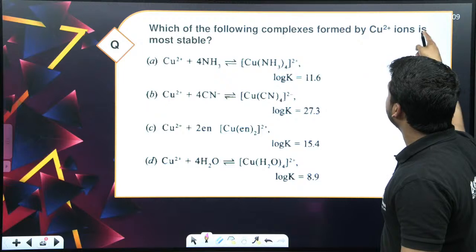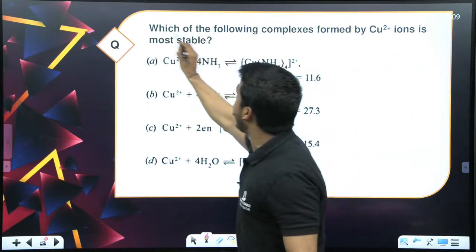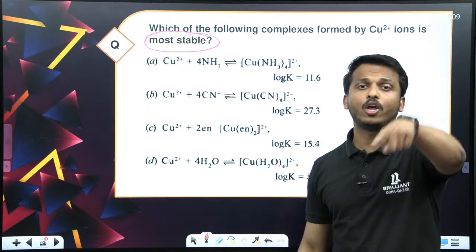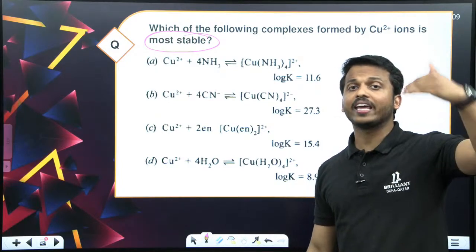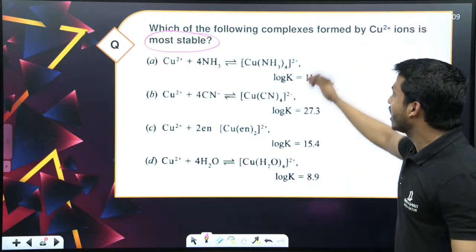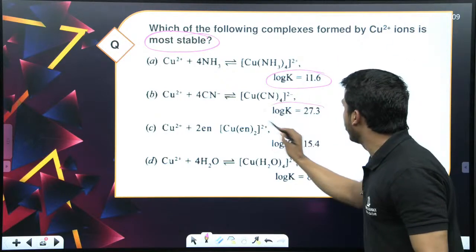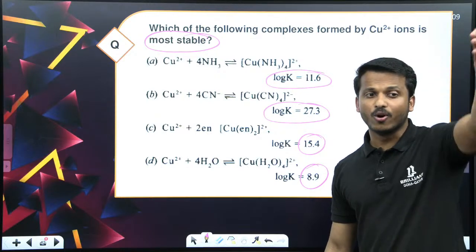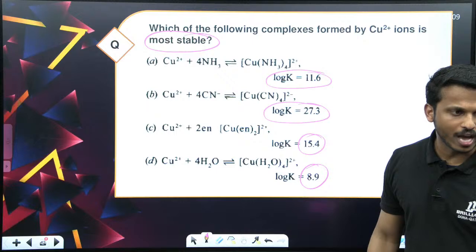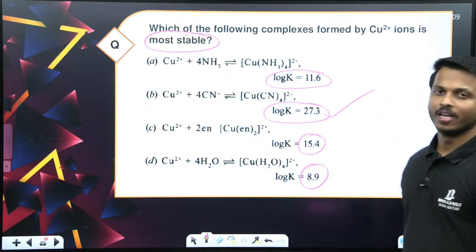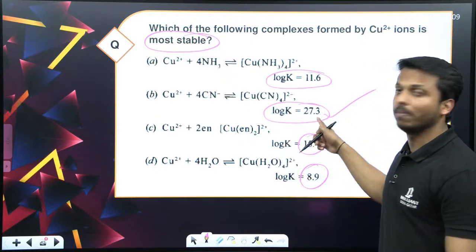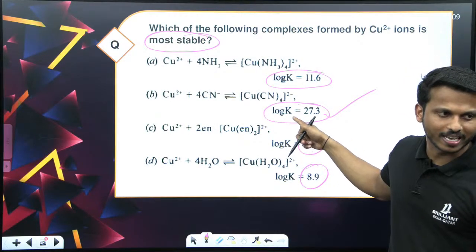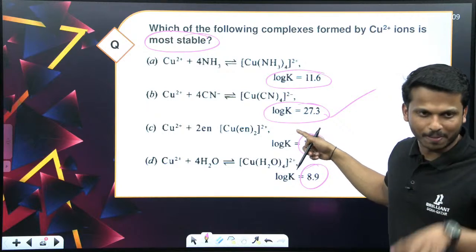Which of the following complexes formed by Cu2 plus ion is most stable? The stability of complexes depends on the K value. K is called the stability constant. The higher the K value, the higher the stability. Log K 11.6, log K 27.3, 15.4, 8.9. I think you have an answer. Option B. The higher the K value, the higher the stability, dear all. Yes, Nima, Arnav, those who are taking it seriously, you have given the answer.